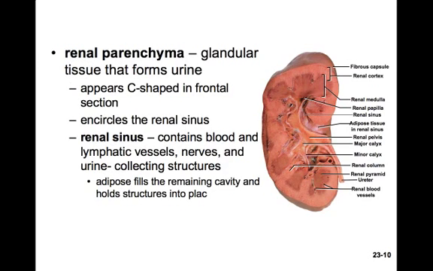The renal parenchyma, or the glandular tissue, is the functional tissue of the kidney, and it forms the urine. It's all here. It appears in a C-shaped section and encircles this renal sinus. The renal sinus contains blood and lymphatic vessels, nerves, and urine collecting structures. There's adipose, or fat cells, that fill the remaining cavity and hold all these structures in place. So lots of adipose tissue around here.